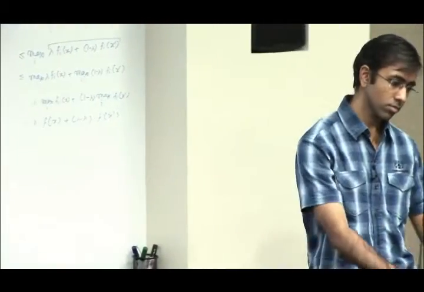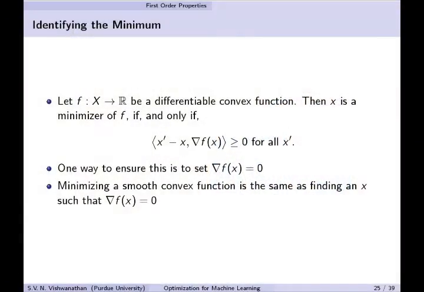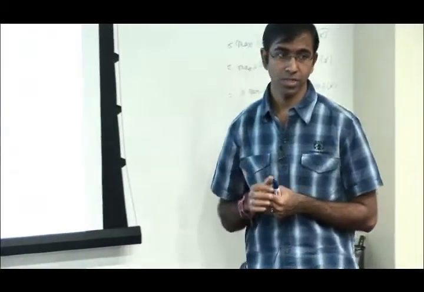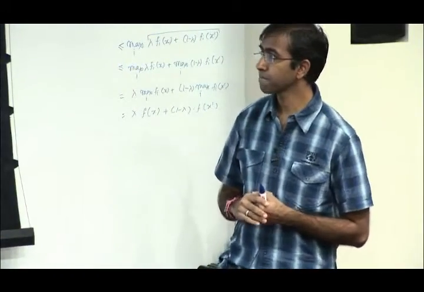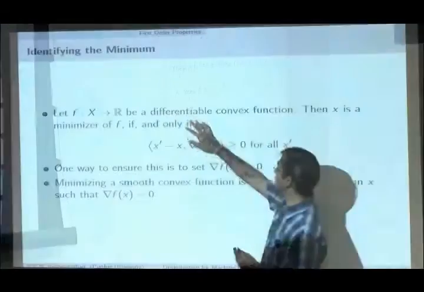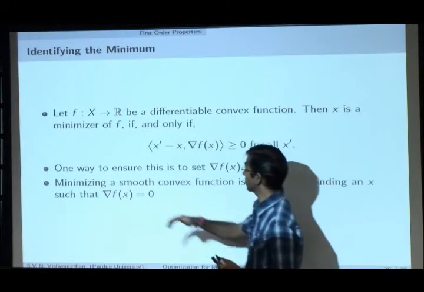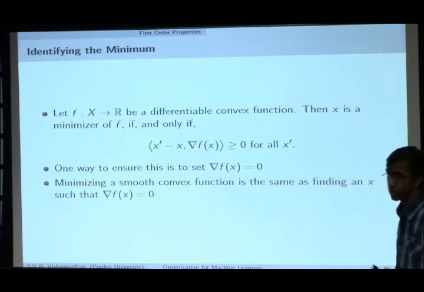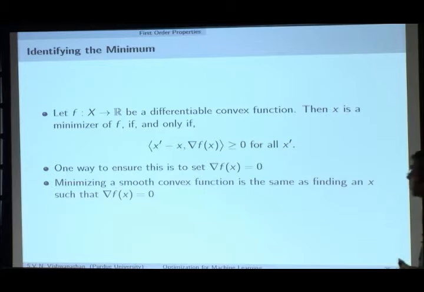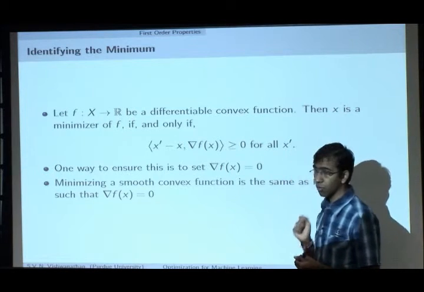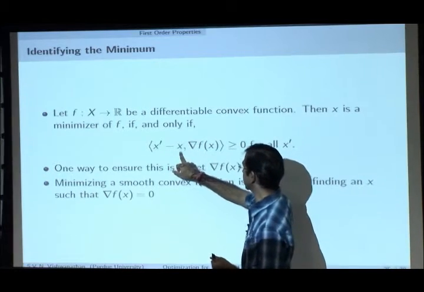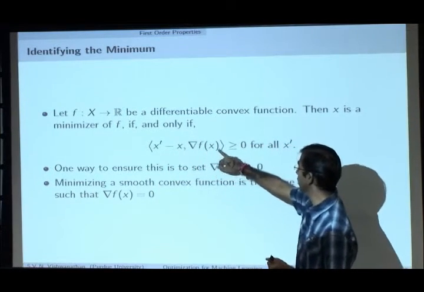Okay. So that side point aside, now let's understand the first order condition or optimality condition for our optimization problem. Okay. So let f be a differentiable convex function, and suppose this f is defined over a set X which is convex, then x is optimal if and only if for all points x prime, the inner product of x prime minus x with the gradient of f(x) is positive.